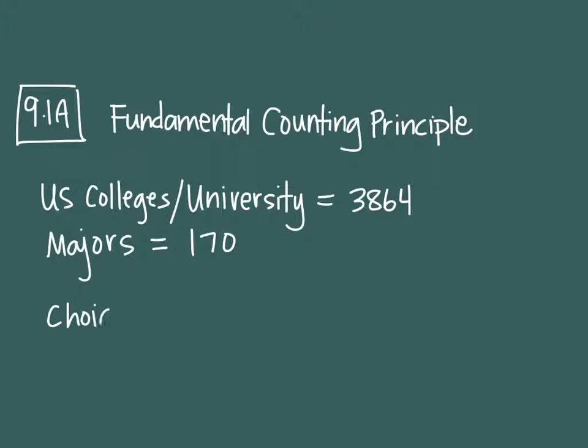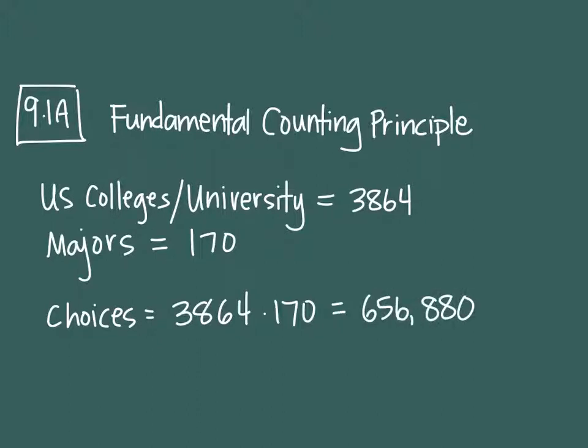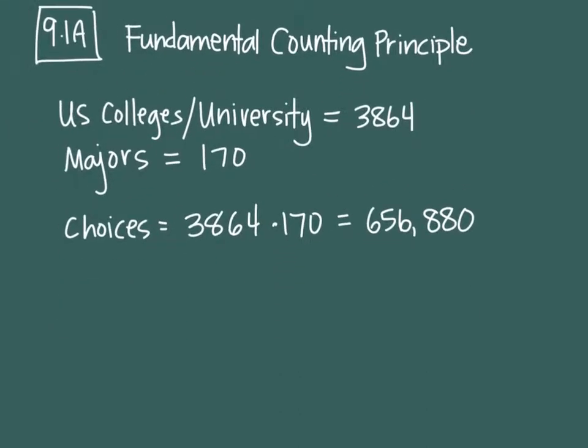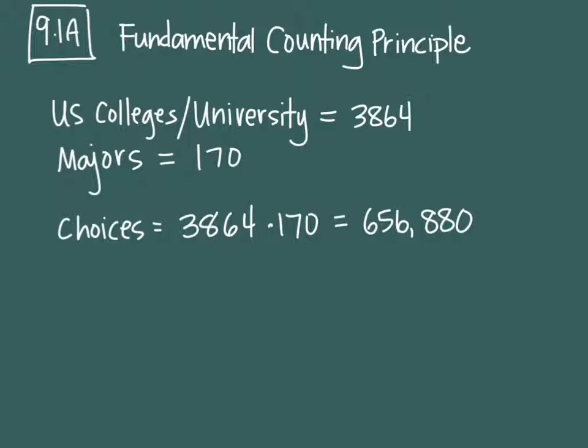And so the number of choices that a senior has is the product of those two things together. So 3,864 multiplied by 170, which turns out to be 656,880. That's how many different options there are when you multiply those two numbers together that the seniors have to choose from. Choose your college first and then choose your major, and you could do that 656,880 ways. That's an example of the fundamental counting principle. If you want to count the number of options that you have available to you, you multiply the number of choices that you have.